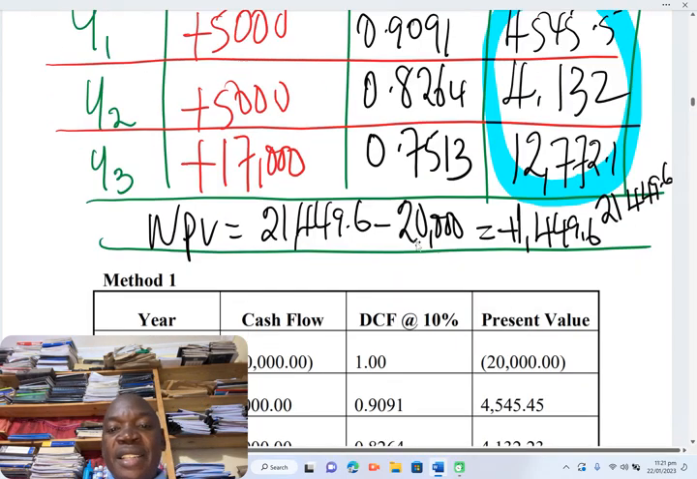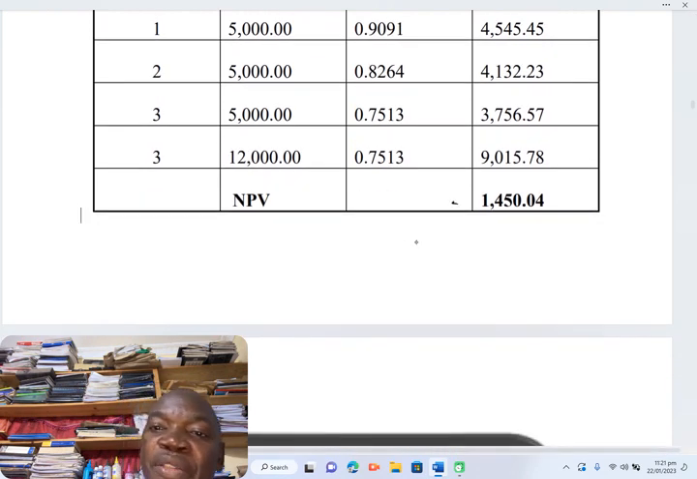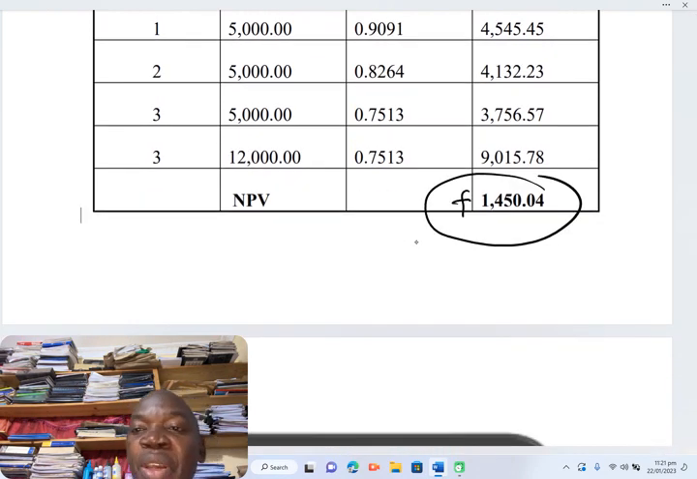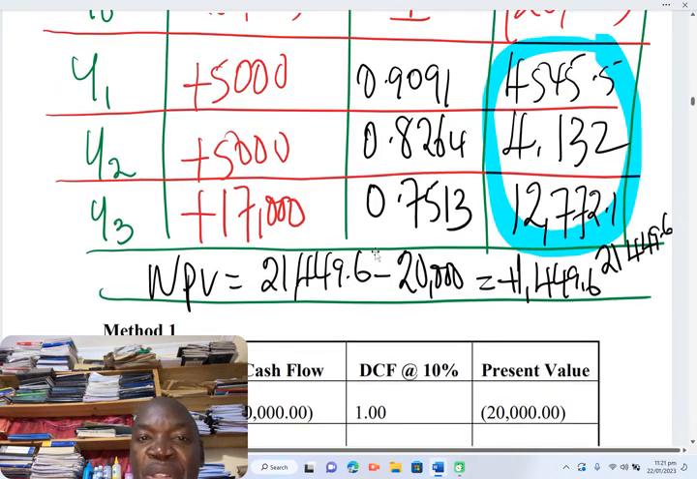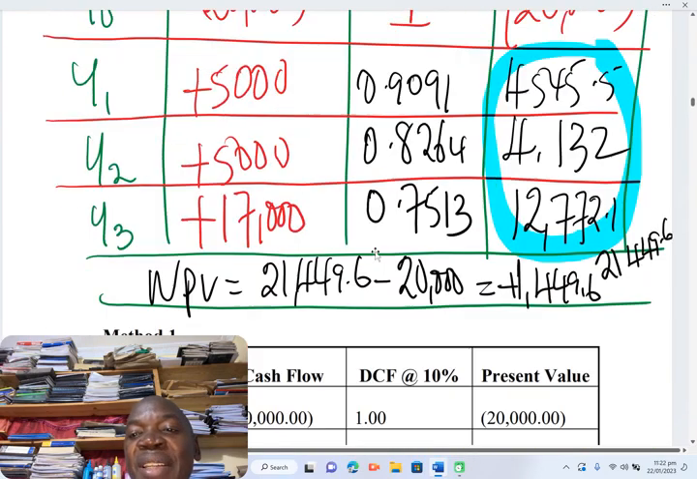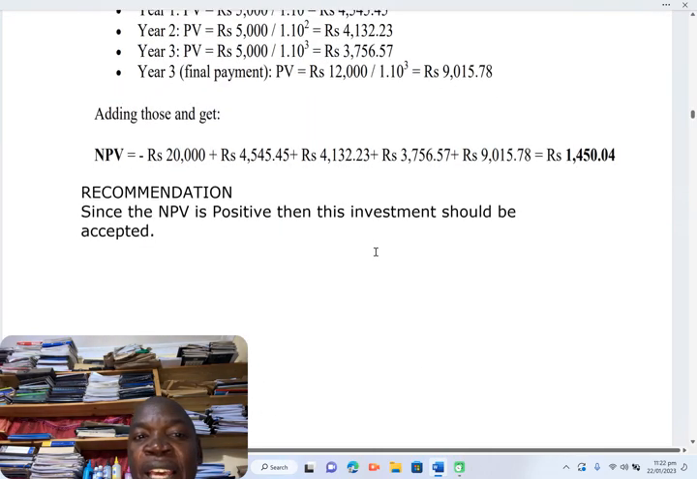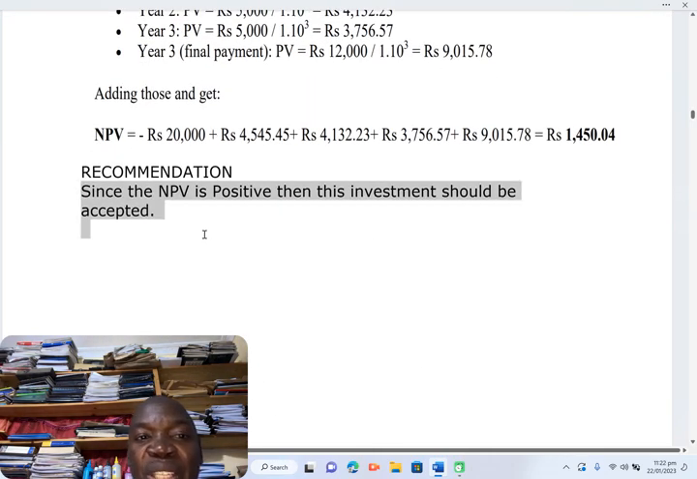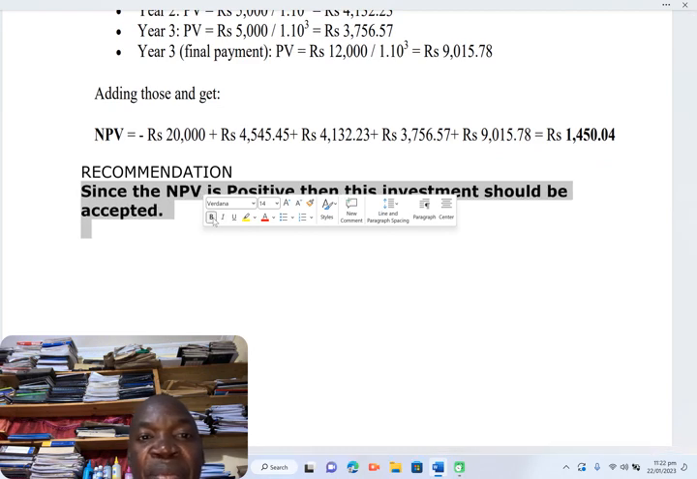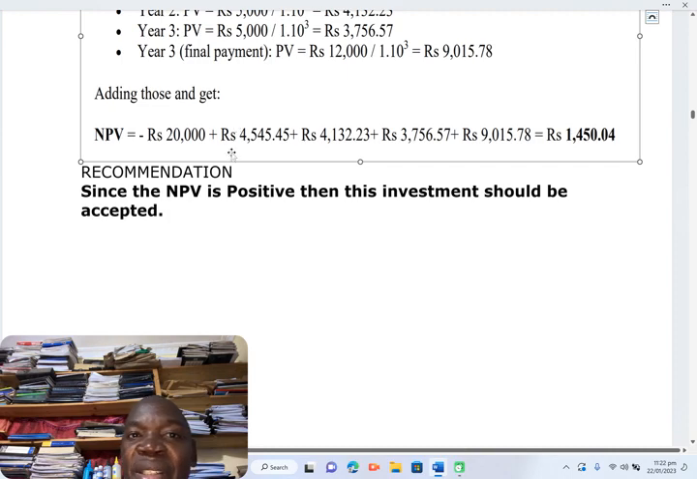Therefore, having done this, the same method can be done. Of course, here we get a positive number, so it is just an approximation. So from here, since NPV is positive, management is advised to accept the project because it is financially profitable to the entity. That is the recommendation. Since it is positive, advise management to accept it.